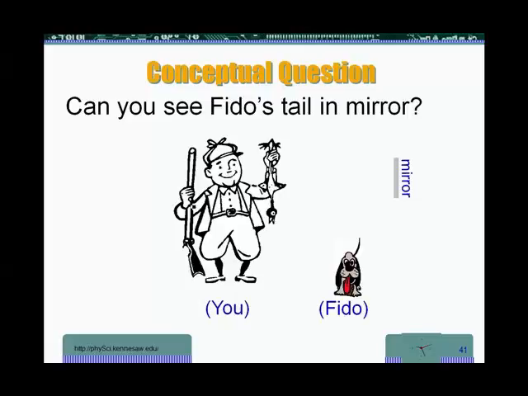Okay, how would you determine if you can see Fido's tail or not? What you do is you take a ray, then you try to draw the reflected ray. This one obviously is not going to make it, so the one that's going to hit the end is the one that will give you the chance. And in this case, it looks like quite high. It looks like you will not be able to see it on the mirror.